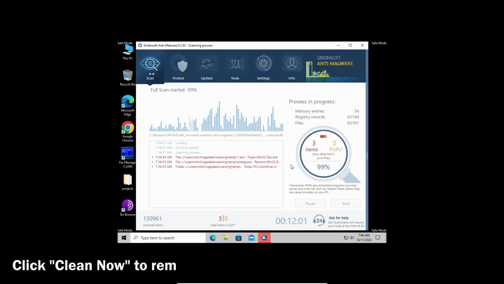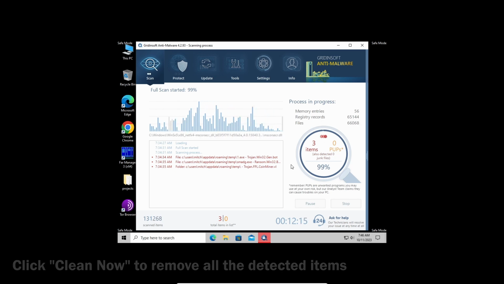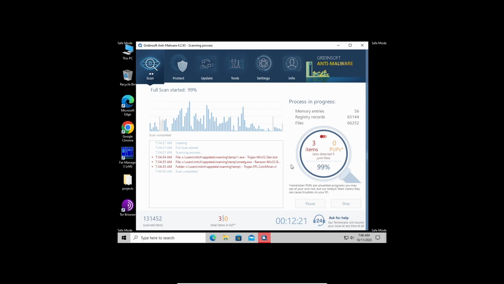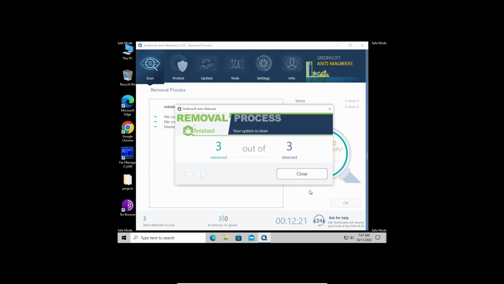Well, now the scan is over. Click Clean Now to wipe all the detected items all at once. This may also take some time when there are a whole lot of detections. And now the system is clean of any malicious items.